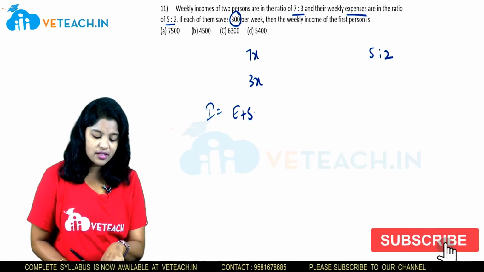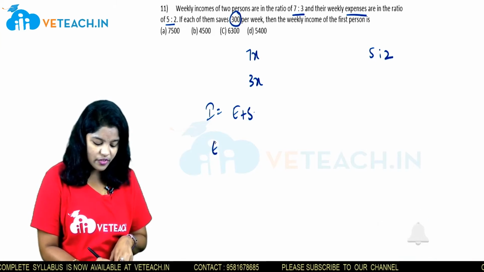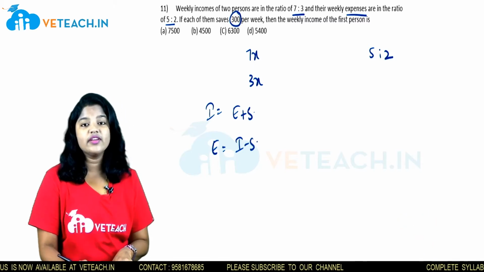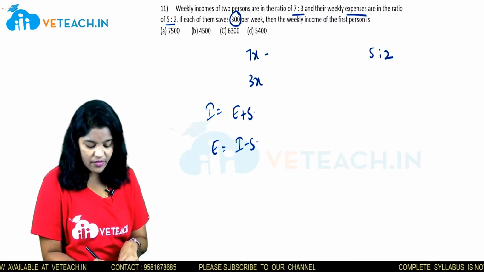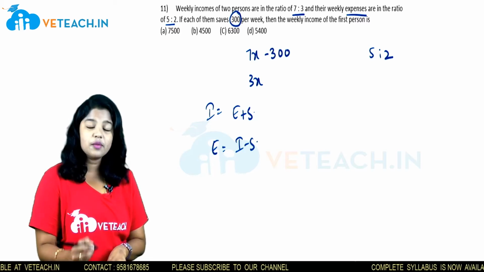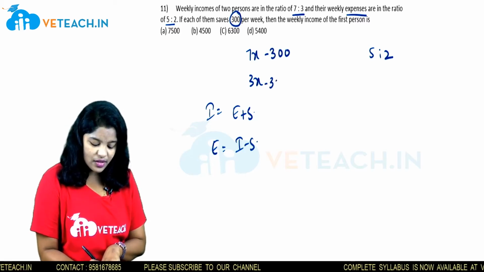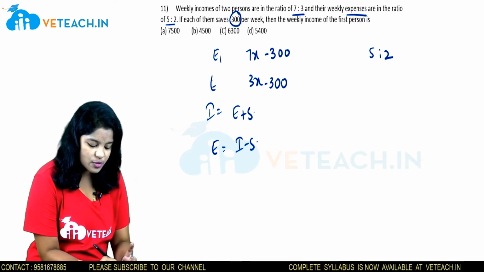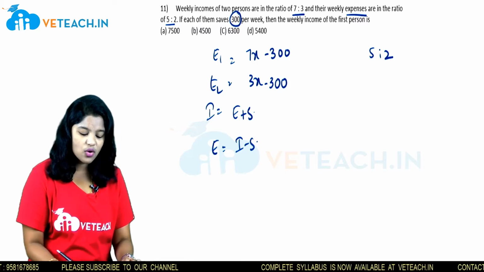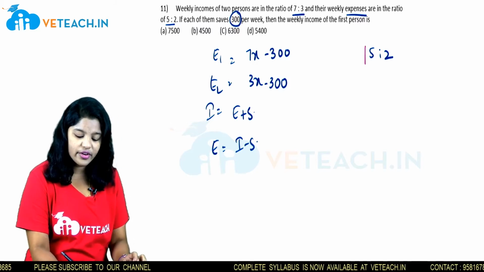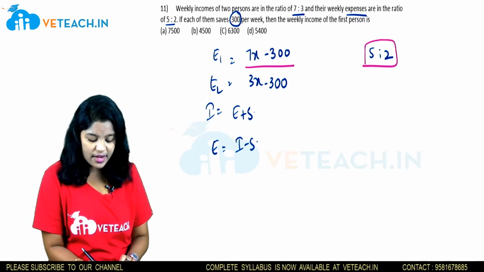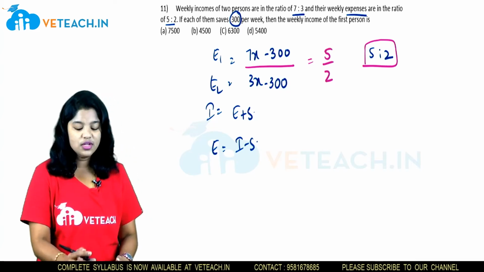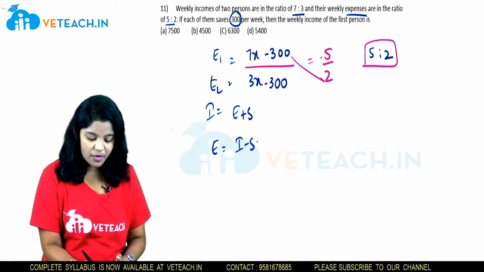Now they have weekly incomes of 7x and 3x. So expenditure is equal to income minus savings. The income is 7x and the savings are 300 rupees, so 7x minus 300. The second person's expenditure will be 3x minus 300. Now this is the expenditure of the first person and the expenditure of the second person. They have told that their expenditures are in the ratio of 5:2. So if we divide the expenditure of the first person by the second person, we will get the ratio, that is 5:2. So it is 5 by 2. Now just simply simplify it.